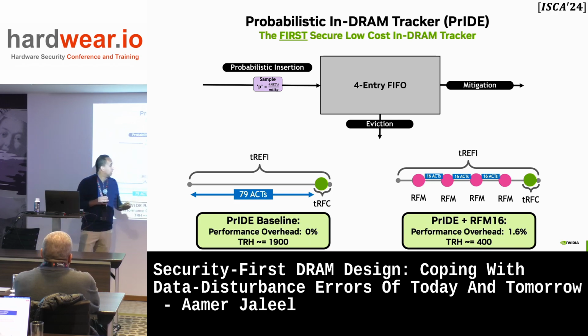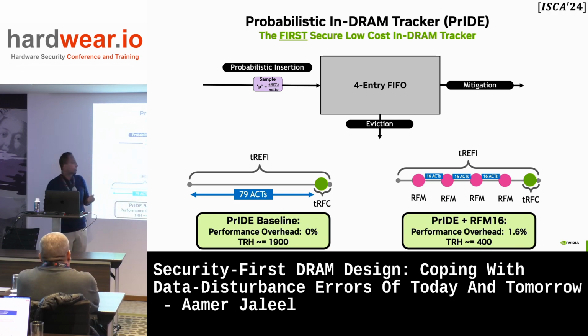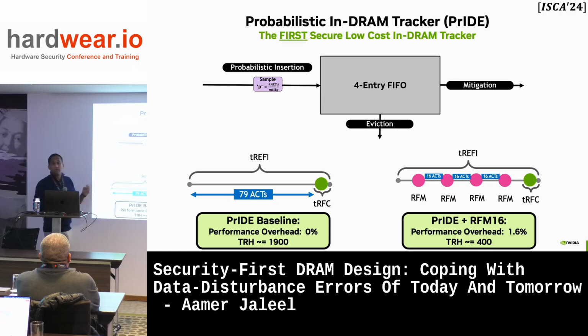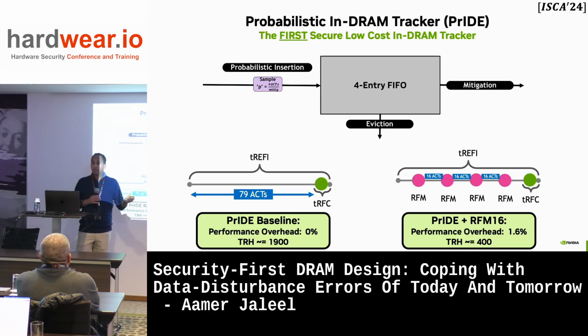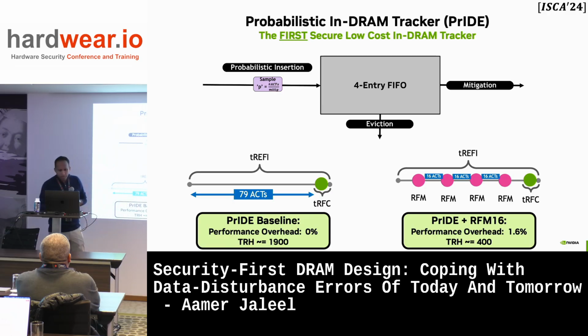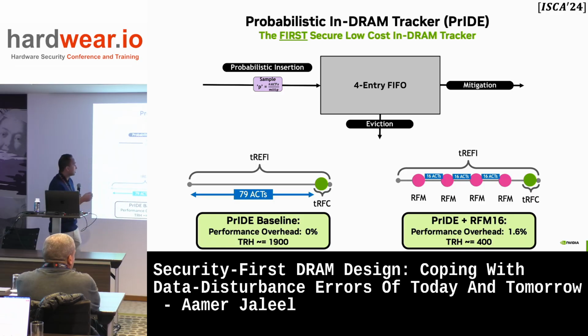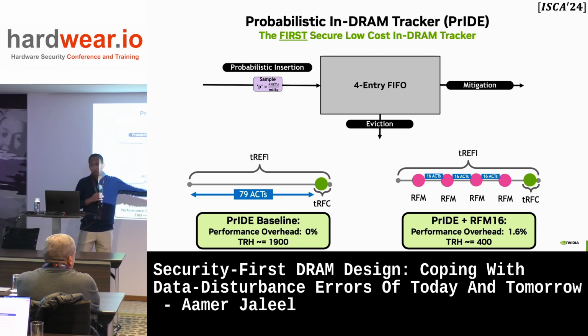If you increase the refresh frequency, your probability increases. So let's say that we issue mitigations every 16 activations. Your probability goes from 1 over 79 to 1 over 16. This does incur a performance overhead of roughly 1.6%, but now you can actually support a RowHammer threshold of 400. Okay, so great. Now we've got a scalable, low-cost mechanism that can support RowHammer thresholds of today, below today, and down to ultra-low 400.